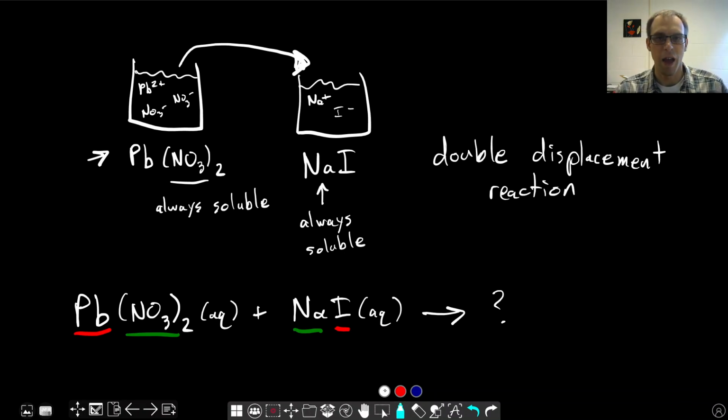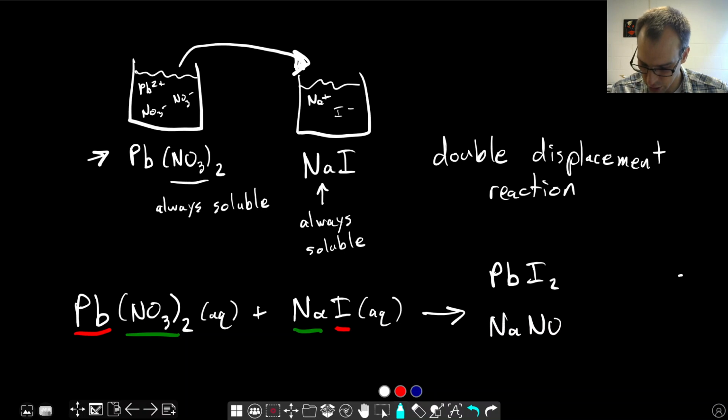and see what happens when those combine with each other. What we're looking at here is mostly, are these soluble or insoluble when we swap their partners? So our 2 partners after we swap are going to be lead with iodide, and to balance that we'll need 2 iodides, and sodium with nitrate. Those are both a +1 and a -1 ion, so we're good there.